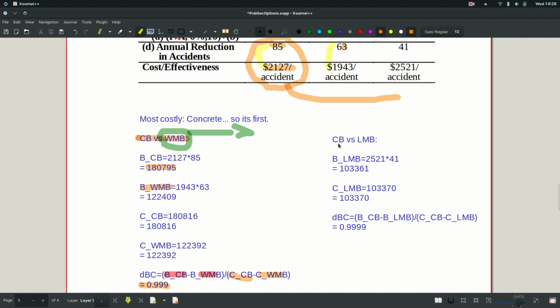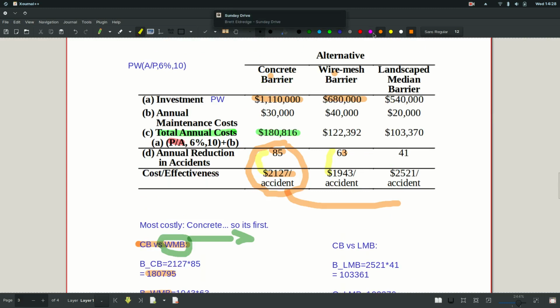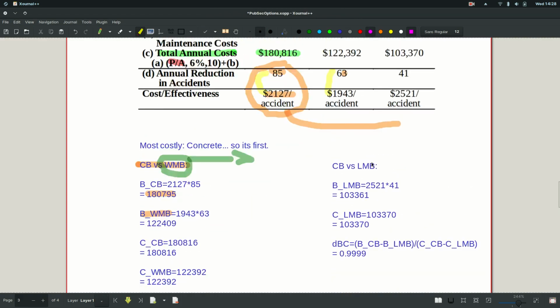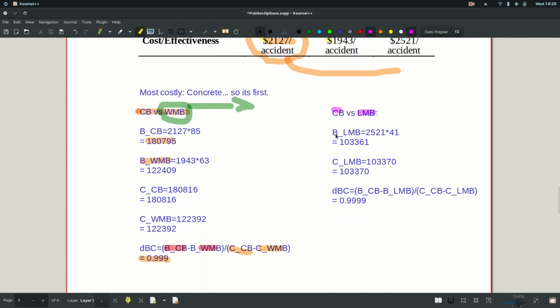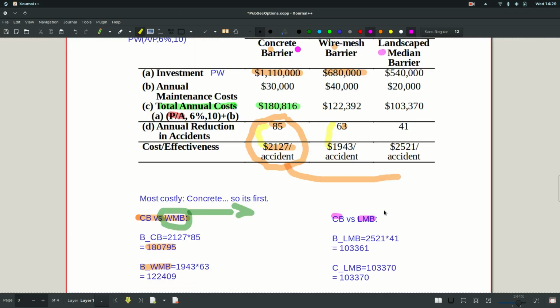So now the concrete barrier versus the landscape barrier. We'll use pink. So now it's this one versus this one, right? This is the higher cost, so it goes first. So it's CB versus LMB. I put the benefits and the costs for the land barrier into my calculator, and then just retabulated the delta BC, and it came out to 0.999. So then I realized they're just messing with me in this slide. So I would try to make the same argument again, that look, this offers twice the benefit of this one, and therefore we should go with CB.